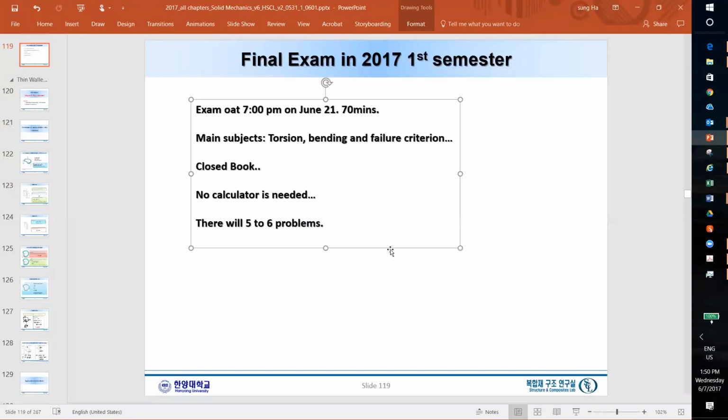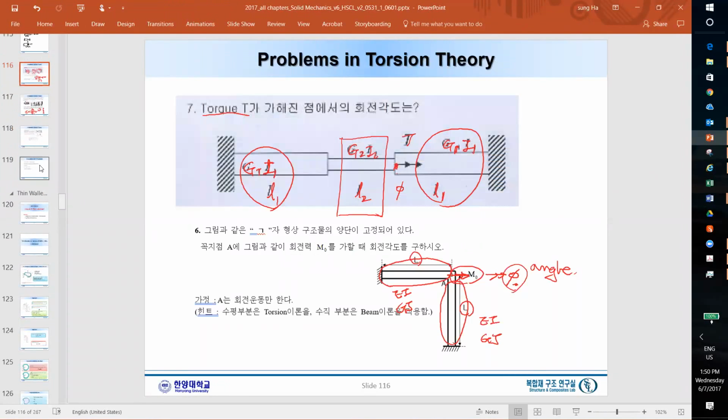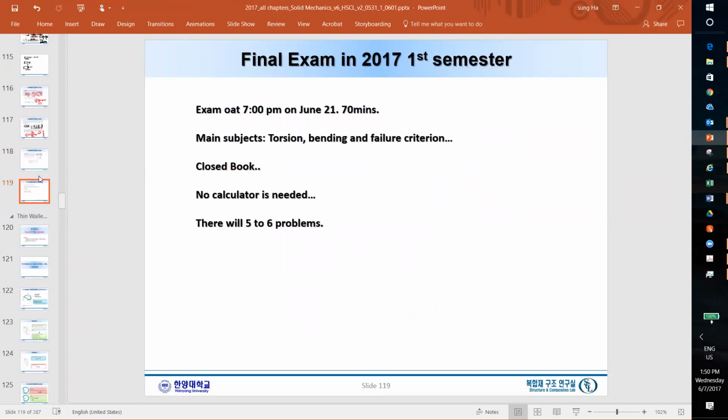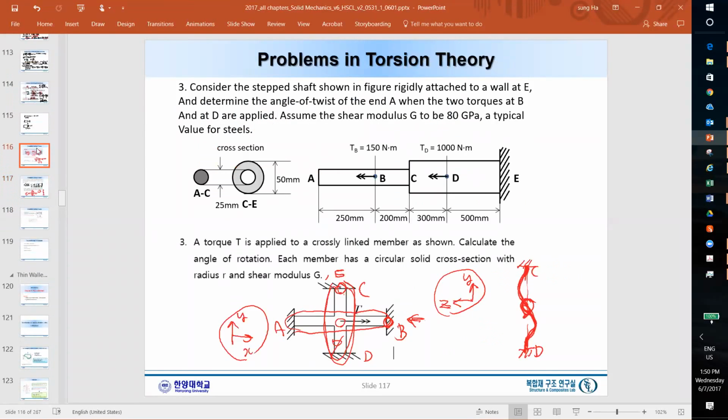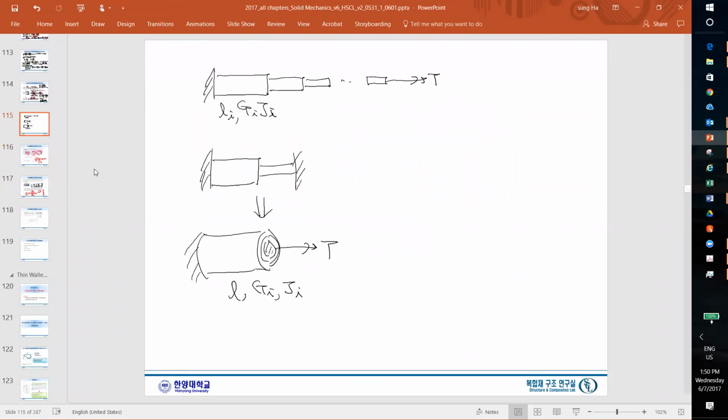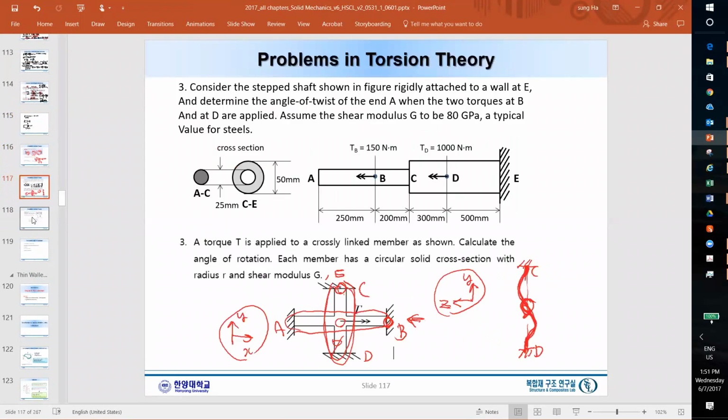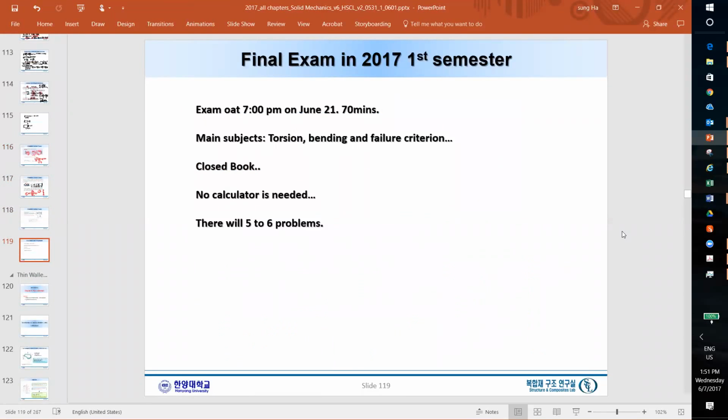This is the announcement for the final exam this semester, and please review all the torsion theory we listed here, and then we will discuss tomorrow. Any questions? Okay, this will complete today's class, and see you tomorrow.